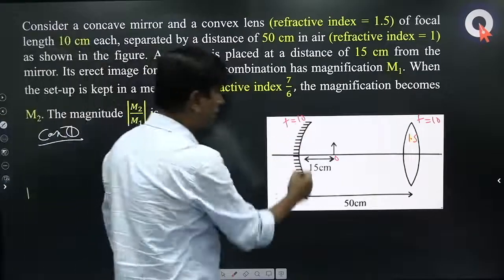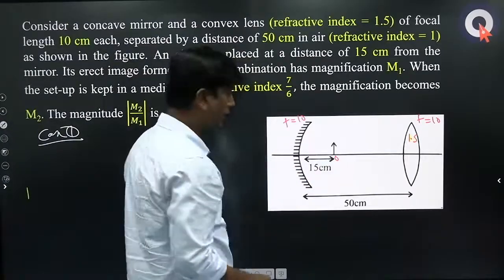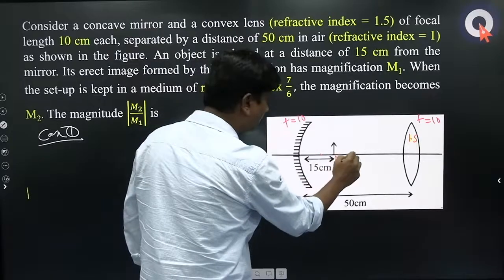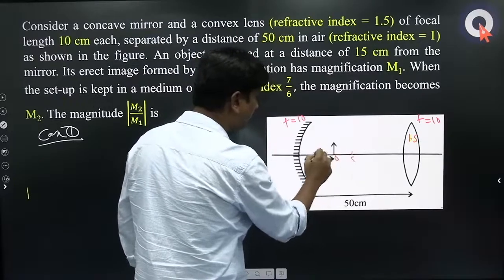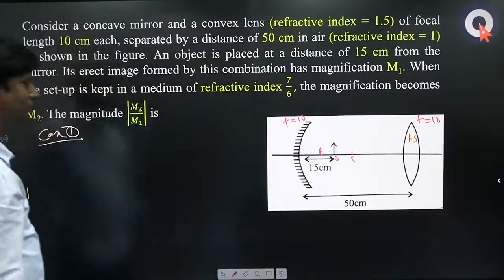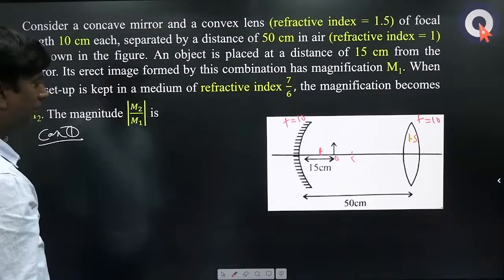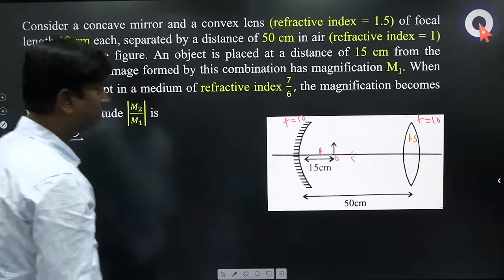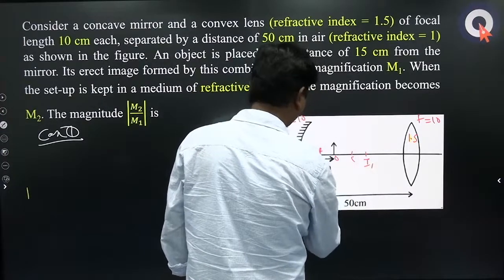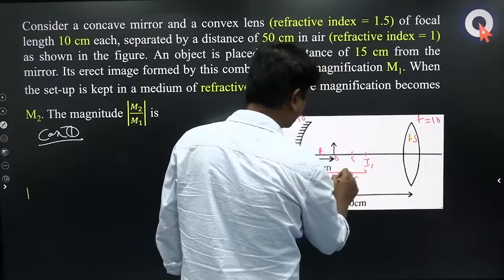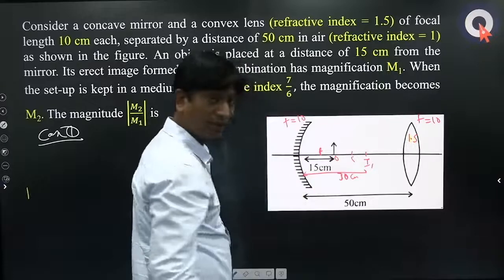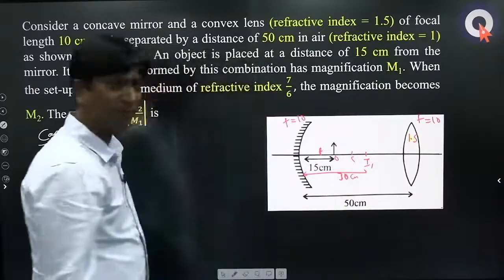First, concave mirror, object 15 centimeters. Already I told you 15 is exactly the midpoint of F and C for the mirror, correct? So you will get the image which is double of this, right? Because focal length is double of this, so beyond C you will get the first image like this. So here to here it will be 30.